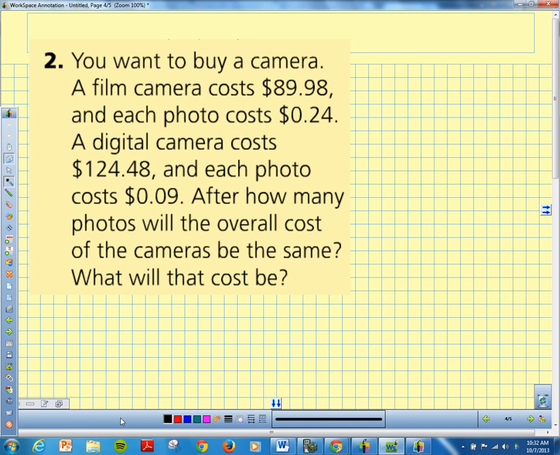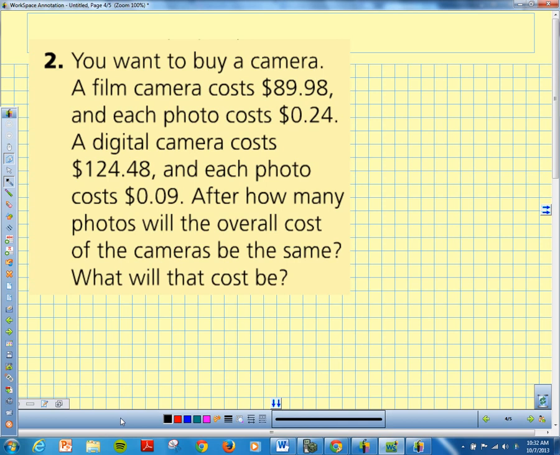Read it the second time, highlighting or underlining important information. Read it the third time, or write the equation, step 3. Solve the equation, step 4. Make sure you answered the question, step 5. Okay, so I'm going to read it.